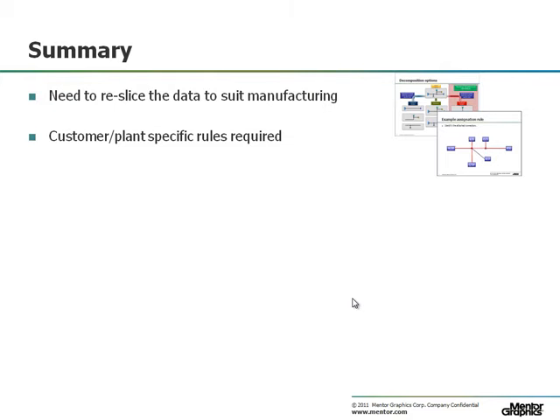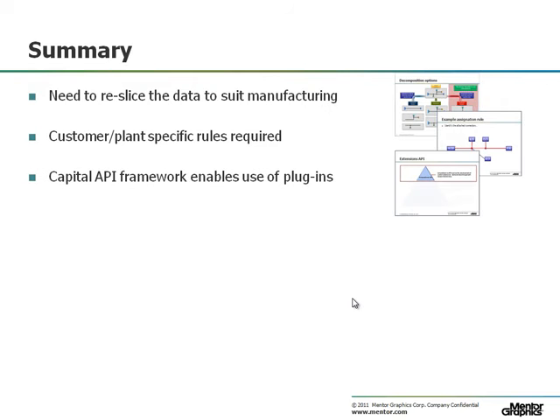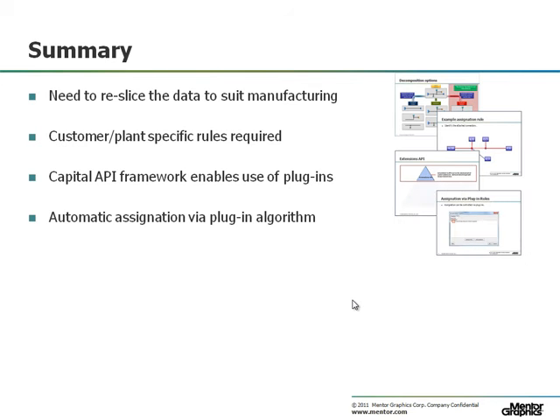I gave some examples of the kind of reasons why the harness would need to be broken down into different structures, and then I gave a detailed example of one particular assignation rule for connector and wire groupings. I then explained a little bit how the Capital API framework enables the use of plugins for customers to create their own assignation algorithms and build them into Capital Modular XC. And then I showed you how we could do that, and I ran an example assignation plugin in order to create the first steps of wire and connector groupings.